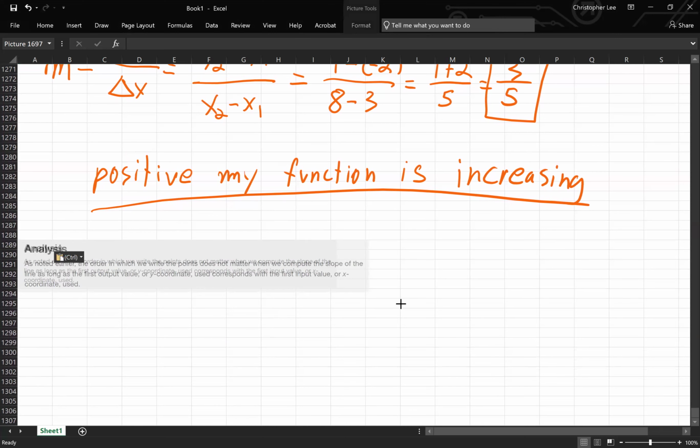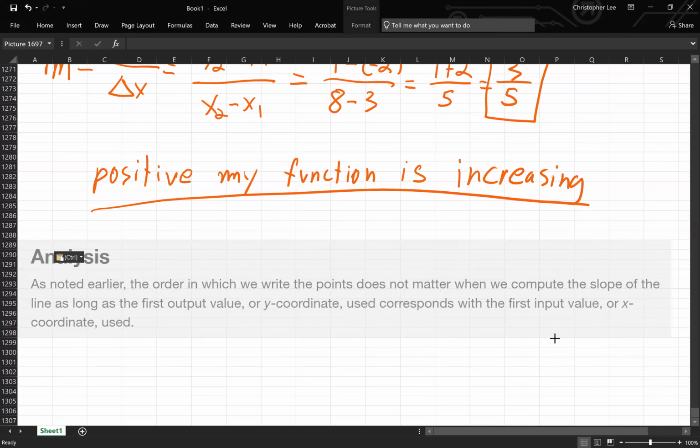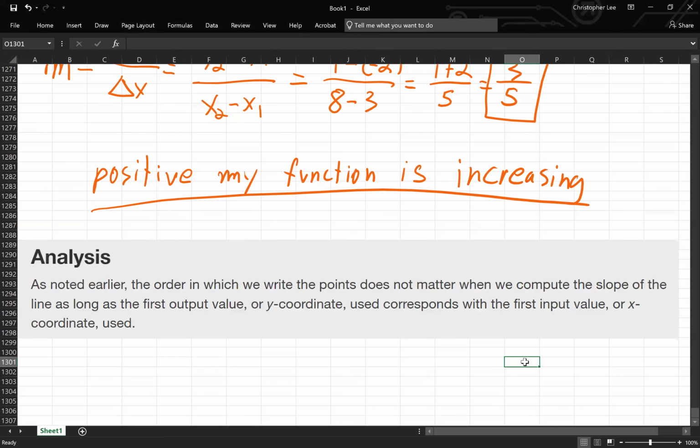Let me make a special note real quick. As noted earlier, the order in which we write the parentheses does not matter when we compute the slope of the line, as long as the first output value or y coordinate used corresponds to the first input value or x coordinate used. All right.